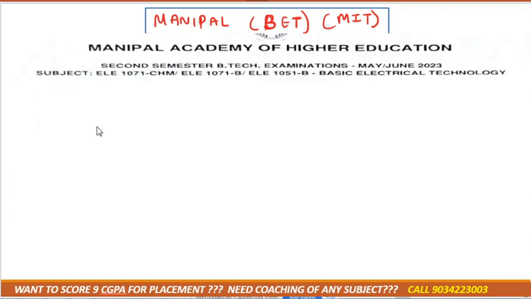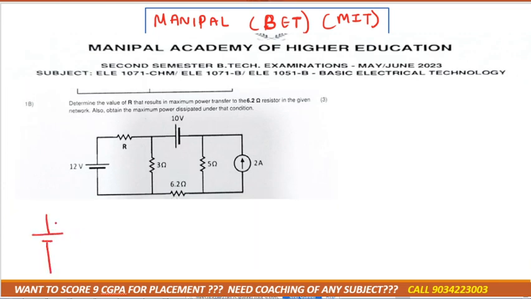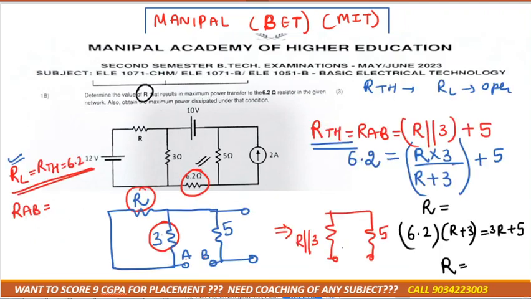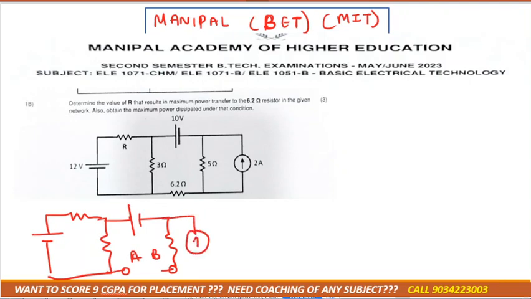Now in the next part what we need to do is calculate VTH, correct? So again I'm redrawing the diagram. Voltage source short circuit. This R value we have obtained from here, I know the value. RL was 6.2, so we need to calculate the voltage across A and B, and we'll take the current source as it is. The rest of the things are as it is: this 12 volt, 10 volt, 5 ohm, and 2 ampere.